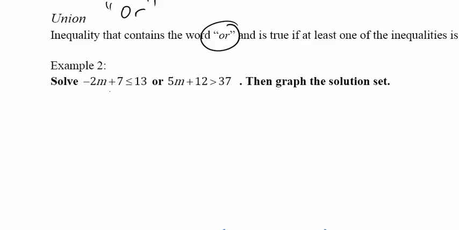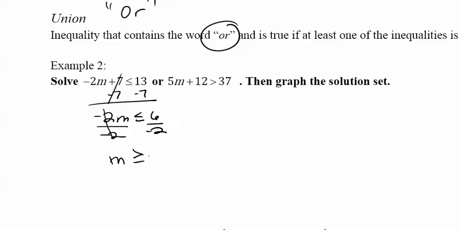In example 2, I'm going to solve the first inequality. Notice that these are already separated. You won't ever see these combined into one. I'm going to subtract 7 from each side. Those cancel, and I'm left with negative 2m is less than or equal to 6. Now I'm going to divide by negative 2 on each side. But remember, when I divide by a negative, that reverses my inequality symbol. So I'm left with m is greater than or equal to negative 3.